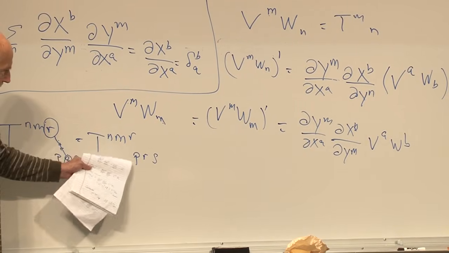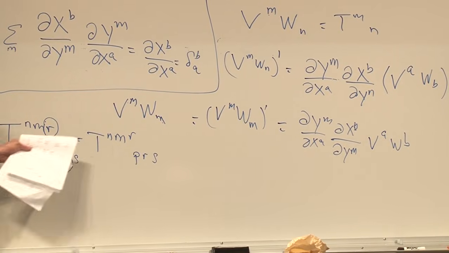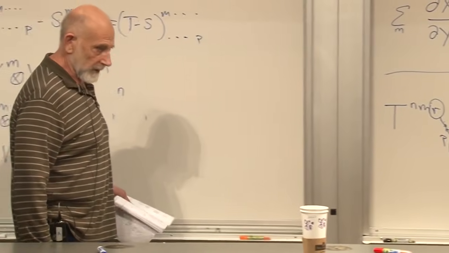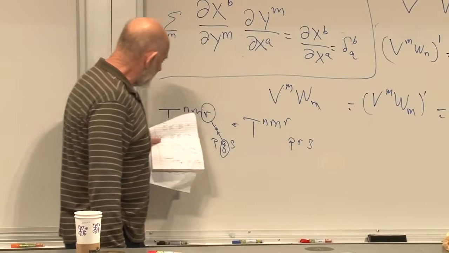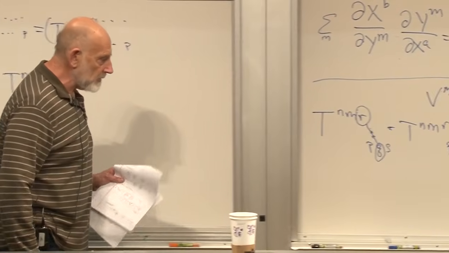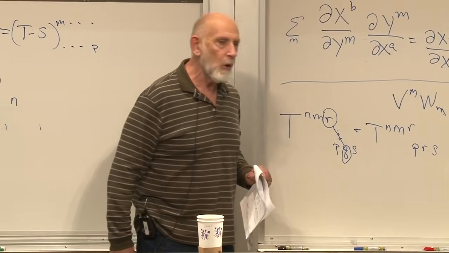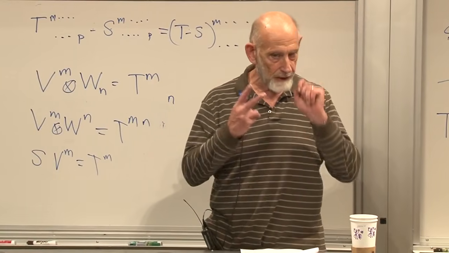1, 2, 3, 4, 5, 6. Is it really a 6-indexed object? No. Because I've summed, the R is not really an index anymore. It's been summed over. So this is a 4-index object. I've taken a 6-indexed object, in other words, a tensor of rank 6, and by contracting an upper with a lower index, I have lowered the rank of the tensor by 2.